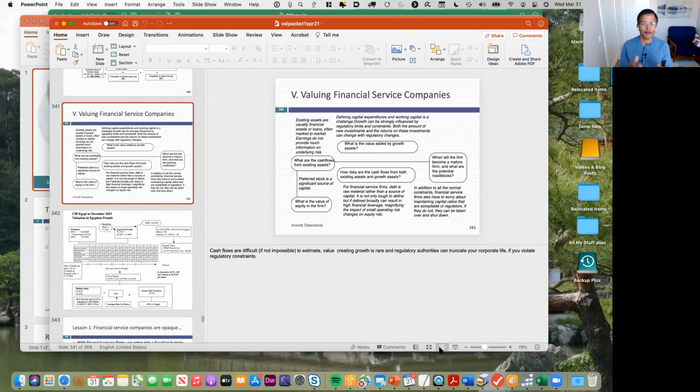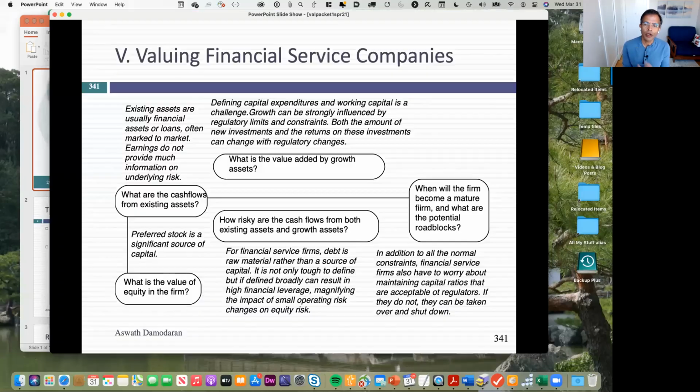So ready? Just sit down to value a bank. What are the 4 questions? What are your cash flows? What's the value of growth? How risky are you? When will you be a mature company? Let's try answering this for a typical bank. When I say, what are the cash flows at a bank? You're going to be stymied, and here's why.